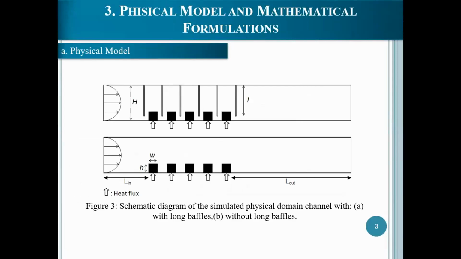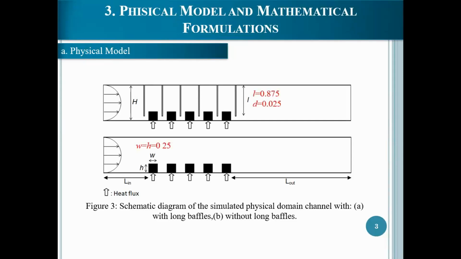The physical model and mathematical formulations. We start with the physical model. The configurations involved in this investigation are shown in figure 3. It consists of a 2D channel containing 5 heat blocks with identical sizes.